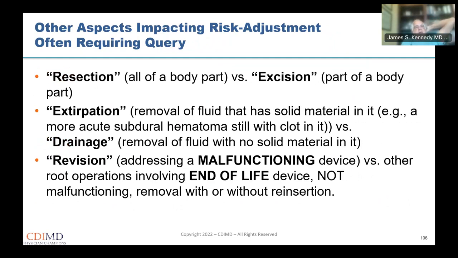There are other root operations that you will need to become familiar with: resection, excision, and so on and so forth. Again, I encourage you to read those root operations in the PCS manual as you prepare for the class that you will be attending.